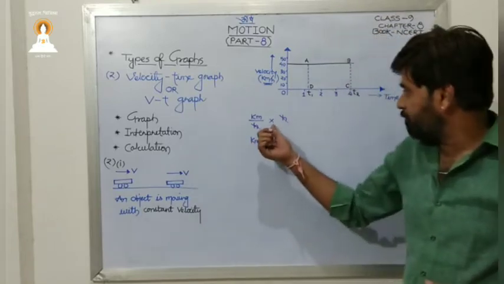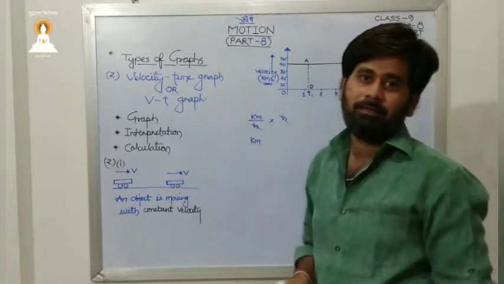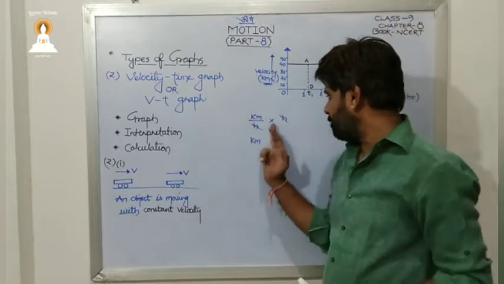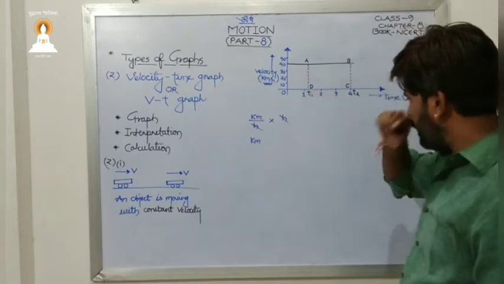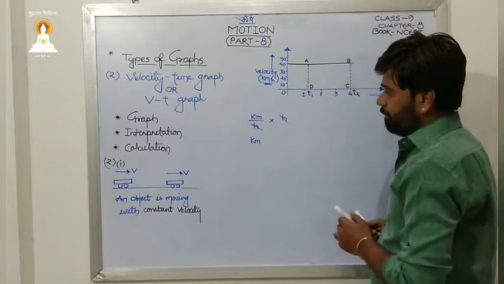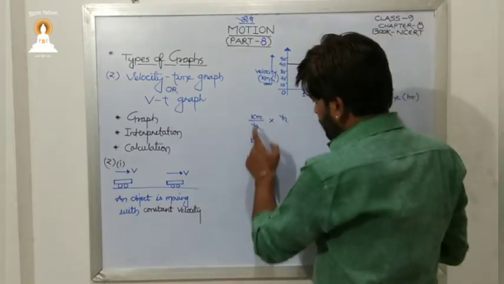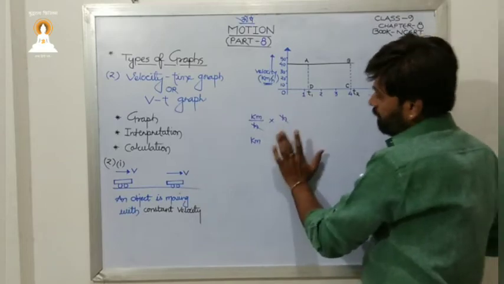So here if we are going to multiply, then why should we multiply? And how can we get this? Now the basic concept we have got here is that when we are multiplying this y-axis and x-axis, we are getting what?